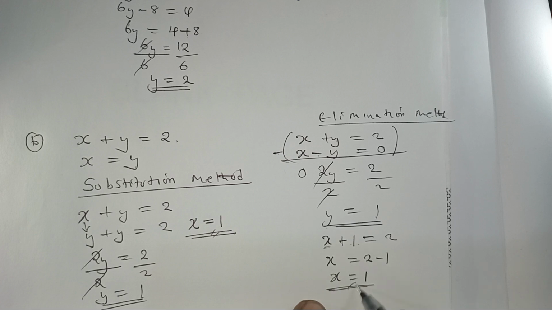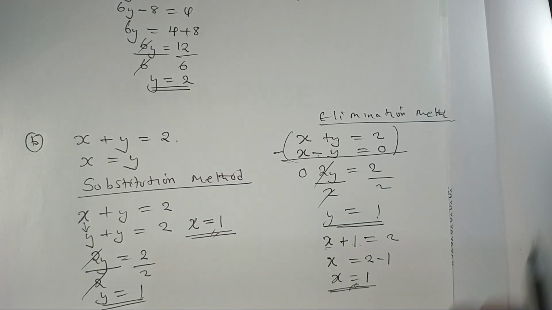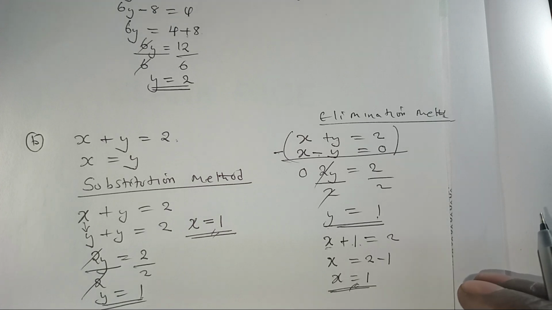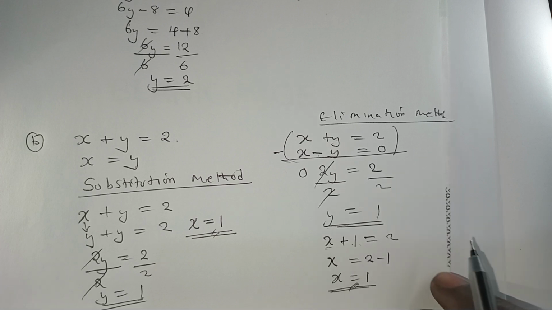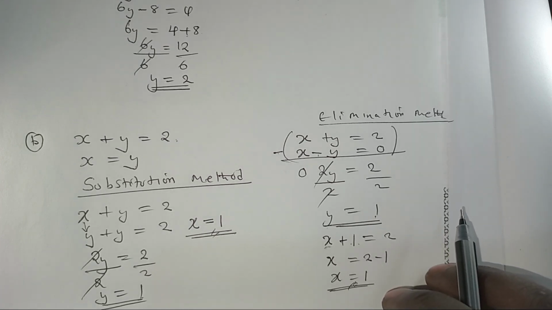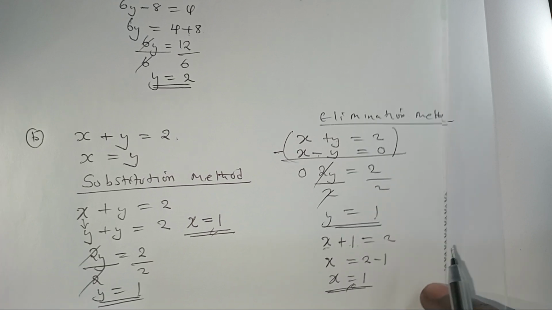So this is how you can work out a simultaneous equation, especially when you have different signs for the variables that have been given. We shall look at the other format where we have the same signs, like negative, negative, or positive, positive. How can that be worked out?